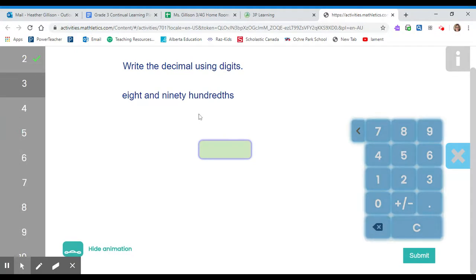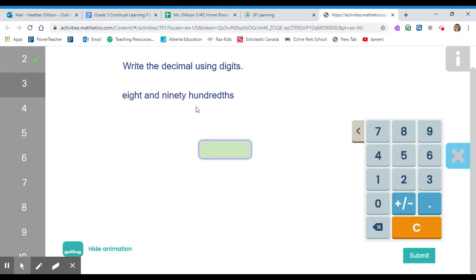Here we go. So write the decimal using digits. So here again, you get the word form. You're going to turn it into a numerical form with the decimal. So 8 and 90 hundredths. So 8 is your whole number because it's to the left of the and, which is your decimal. And is your decimal, there you go. And then 90 hundredths. So that is going to look like this, 90.